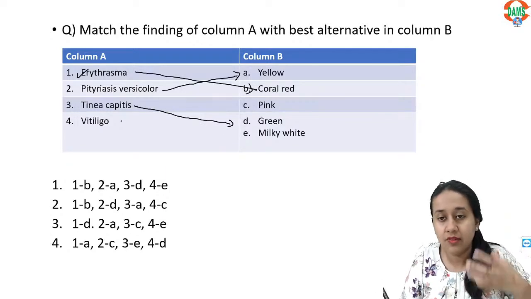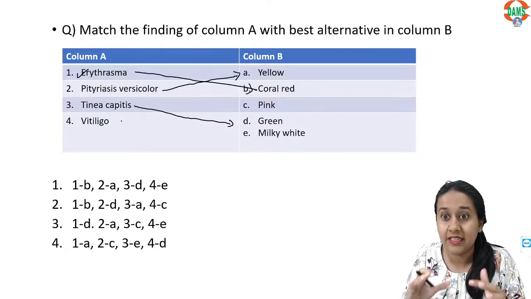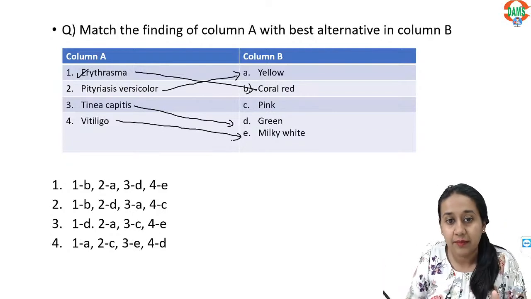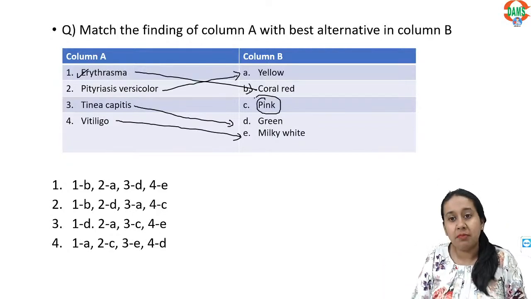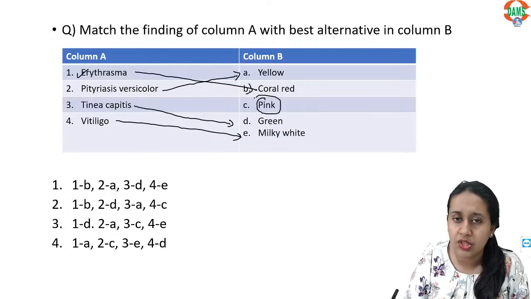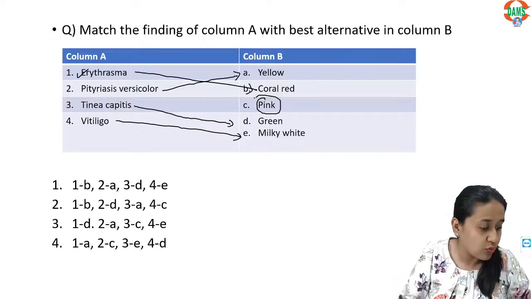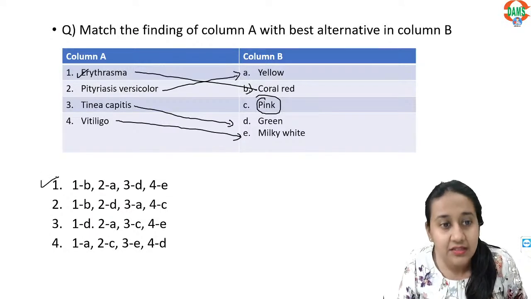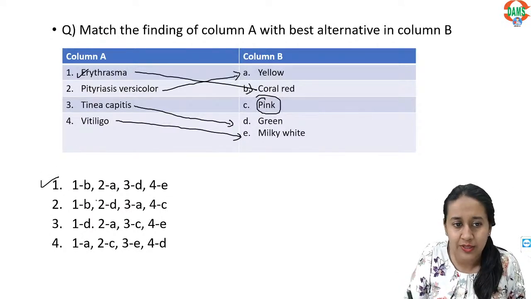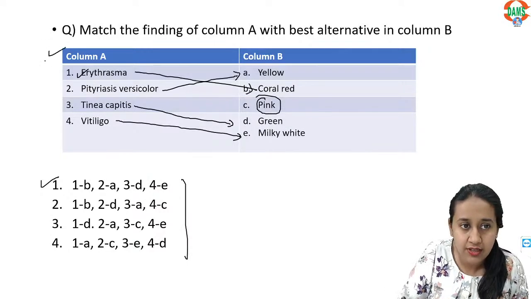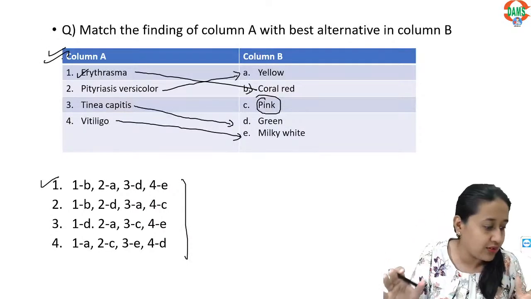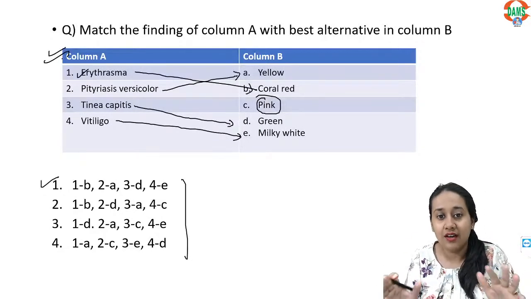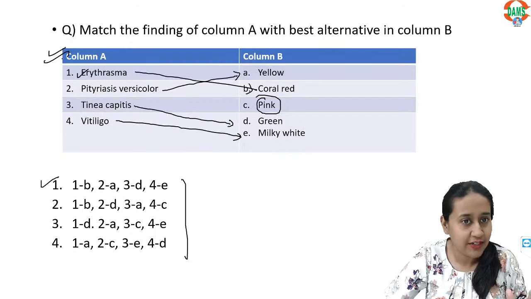In vitiligo, when you see it under the Wood's lamp, the white color becomes more prominent. It becomes ivory white or milky white. While the pink color fluorescence is mainly for the porphyrias, the blood and the urine show a very classical pinkish red hue. So for this question, the correct answer should be 1B, 2A, 3D and 4E. I'm not sure whether these were the options given, but I'm sure that the column A and B includes all these examples. So this was the same question, and I'm very happy that the students were aware of this. This was not a bouncer for any one of you.